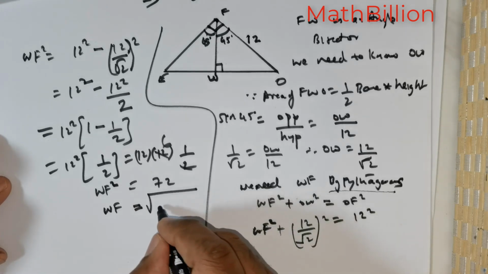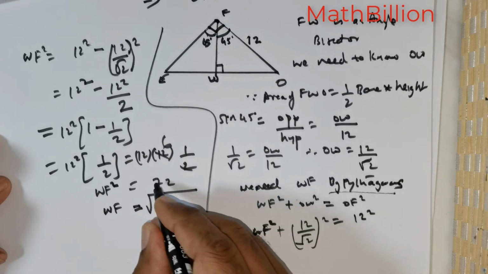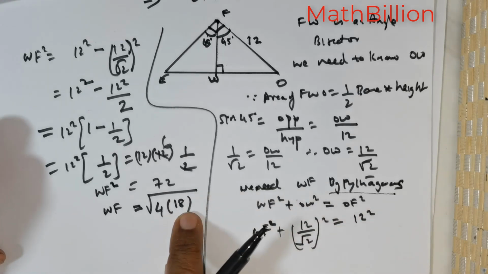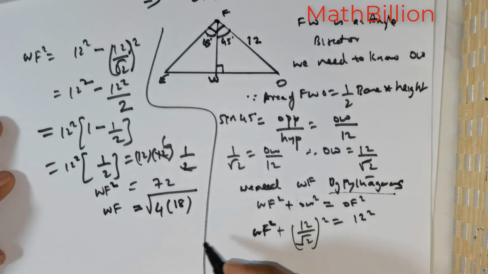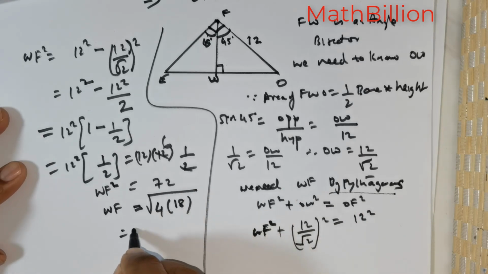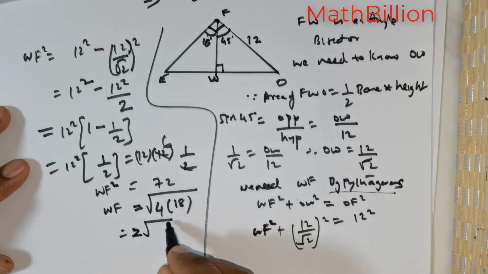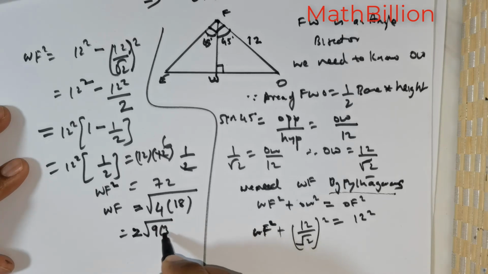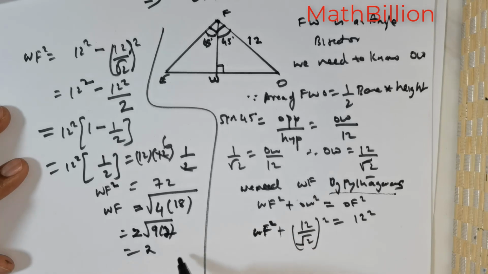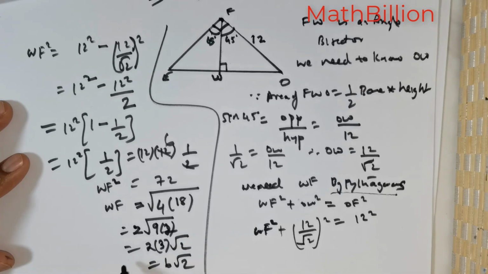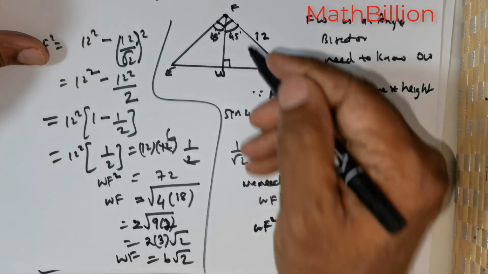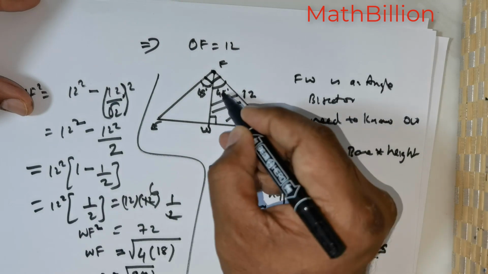Can I write 72 as 4 times 18? So I'm going to rewrite this as 2 times root 18. Root 18 is going to be 9 times 2, which is 3 times root of 2. So this is 2 times 3 times root of 2, which is equal to 6 times root of 2. So this is my WF. Now we need to get this area. As I mentioned to you, we need to get this area.